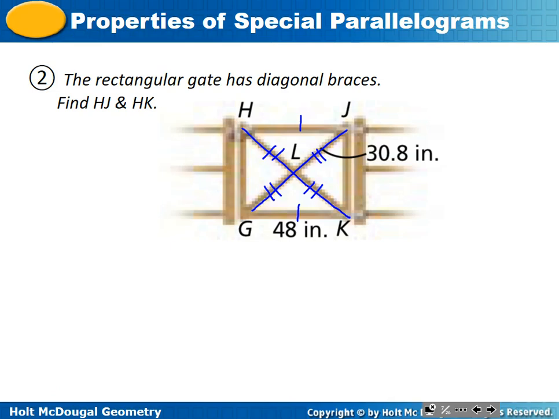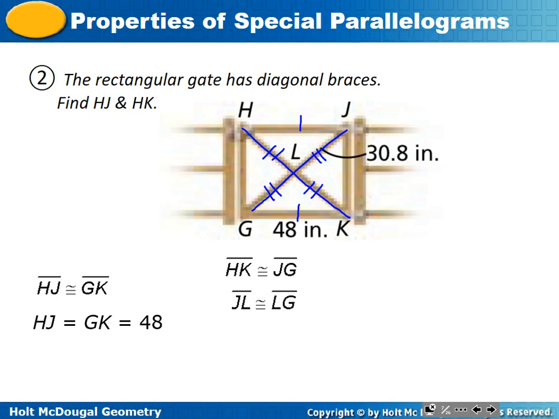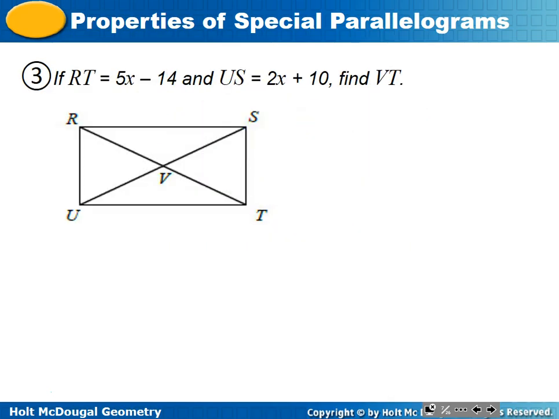So we know that HK is congruent to GK, so it's 48. And we know that HK is congruent to JG, and JL is congruent to LG, so JL is equal to LG. That means that when we're looking for JG, it's going to be 2 times JL. So 2 times 30.8 is 61.6. That's because each of these would have been 30.8 and 30.8. When we add those two together or multiply by 2, we get 61.6.